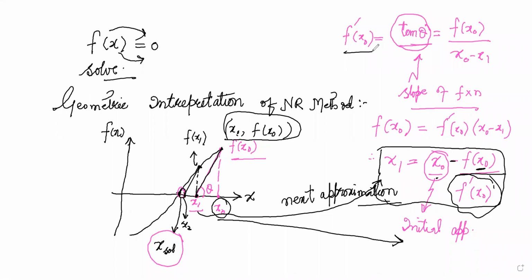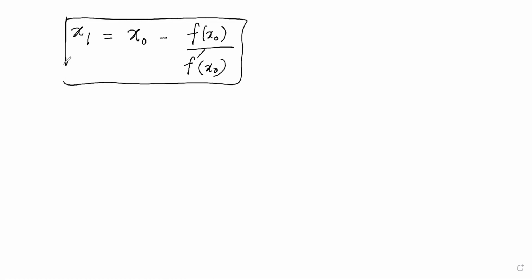Okay, this is the geometrical derivation. As far as the geometrical interpretation of the Newton-Raphson method is concerned, we are saying that x1, the next approximation, is equal to the initial approximation minus f of x naught divided by f prime x naught. This is how we geometrically define our approximation.